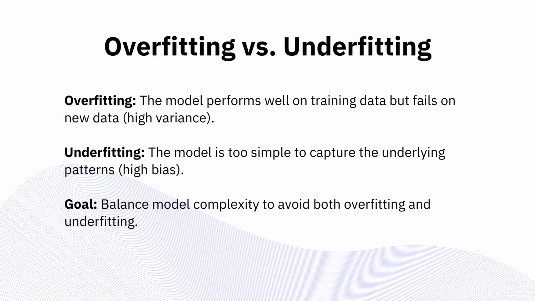A common challenge in regression modeling is finding the right balance between overfitting and underfitting. Overfitting occurs when the model is too complex and performs well on the training data, but poorly on new data. Underfitting happens when the model is too simple to capture the underlying patterns in the data. The key is to find a model that generalizes well to new data.